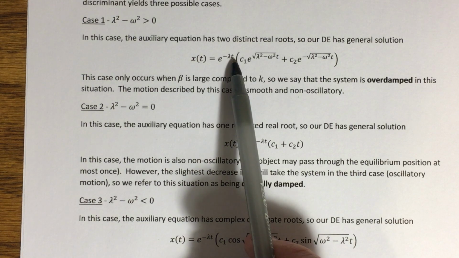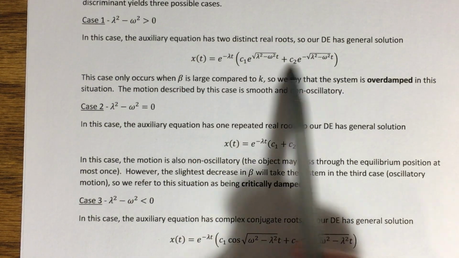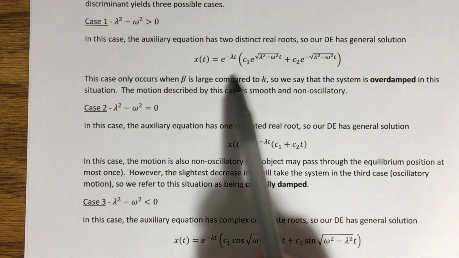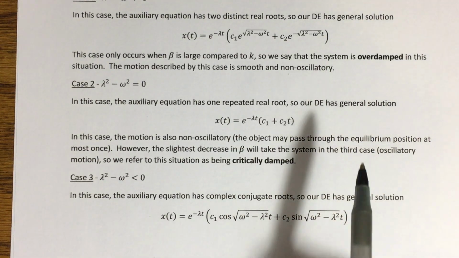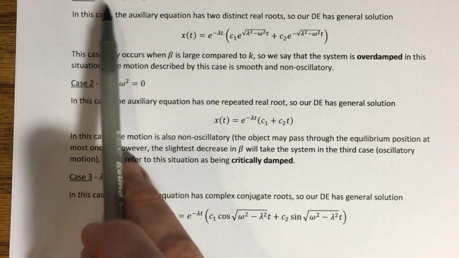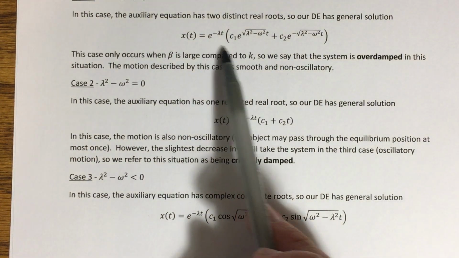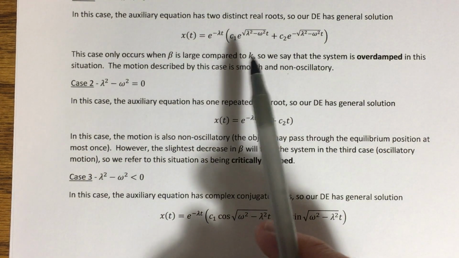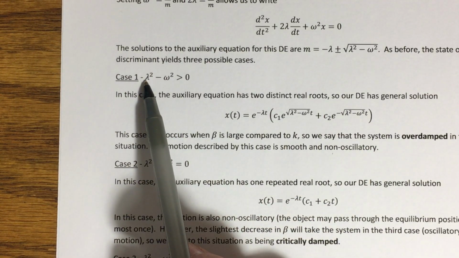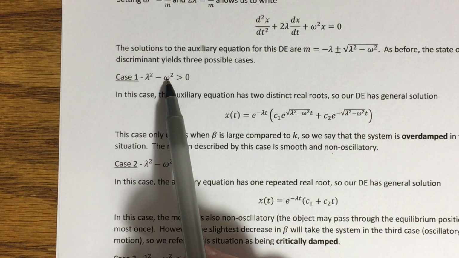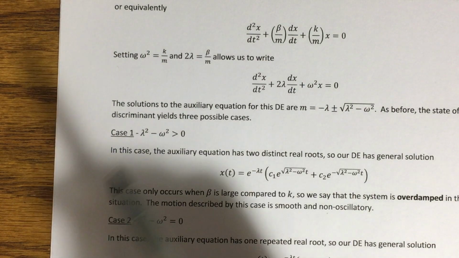Okay, e to the negative lambda t times this guy. And again, that's just using what we already know from section 4.3 to solve that. Now, this instance where this discriminant is positive, we call this an overdamped system. And what that means, think about what it would mean for this to be positive. Lambda would have to be greater than omega, okay? But where does lambda come from and where does omega come from?